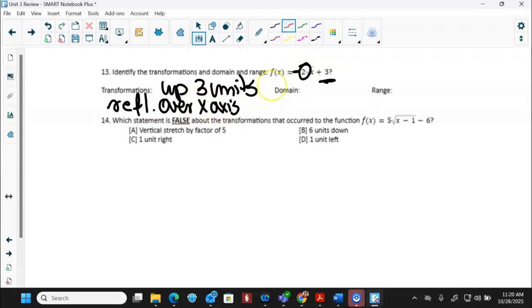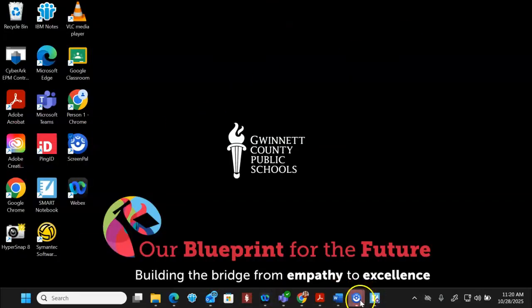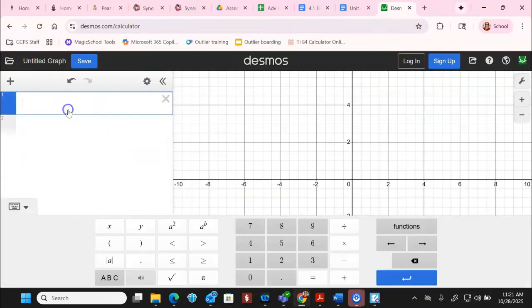And I also have a 2, which indicates a stretch by 2. Vertical stretch by 2. Okay, because remember that 2 is bigger than 1, and that's a stretch, not a shrink. Now, if I graph this, you put it into a graph.